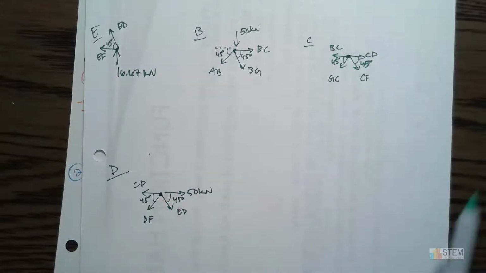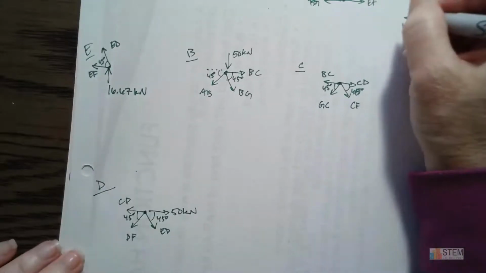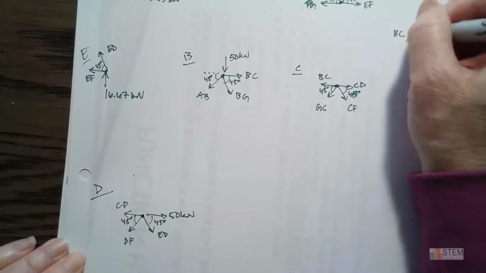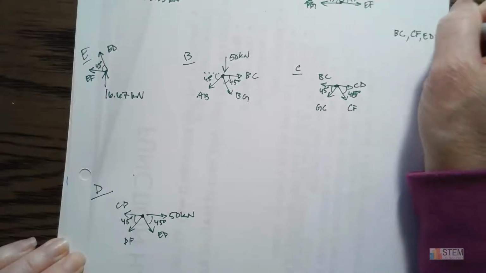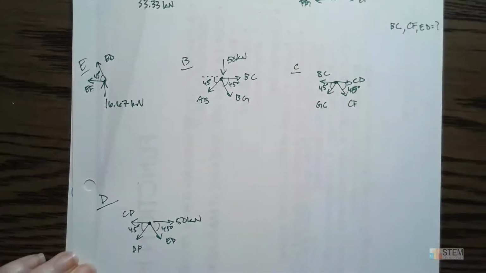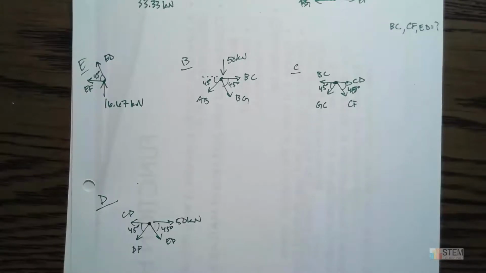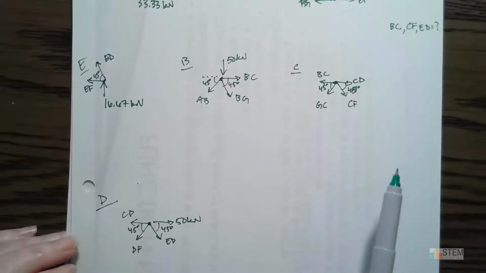Okay, so now I've got all of my diagrams drawn, and let's remember what we're looking for. So let's write it up here. We want BC, CF, and ED, right? So those are the ones that we are looking for. So what I'm going to do next, what I always do on these problems, is I look for the joint with the fewest unknowns, okay? Because usually with the method of joints, you're going to have to go through and solve almost all of the free body diagrams, right? You're going to have to look at all of them, usually. So I always start with one of the fewest unknowns.